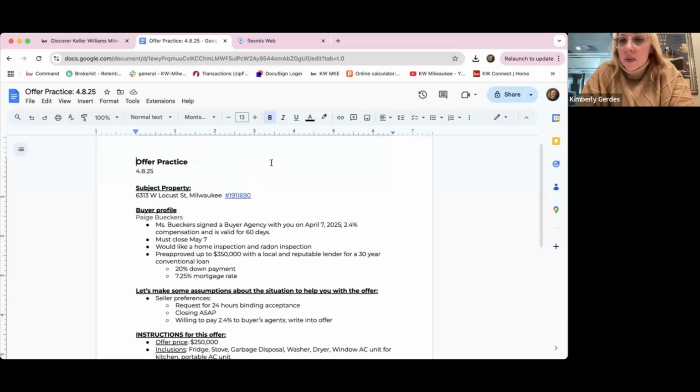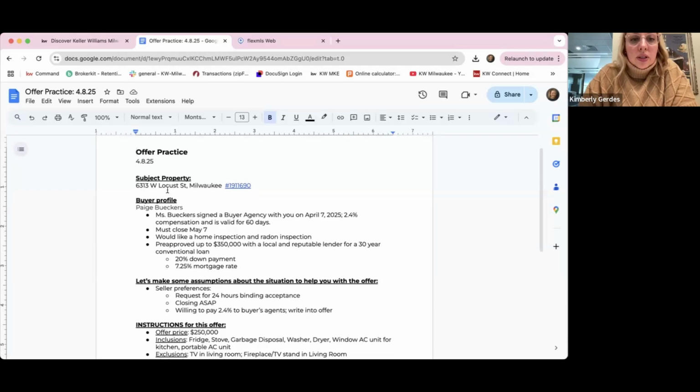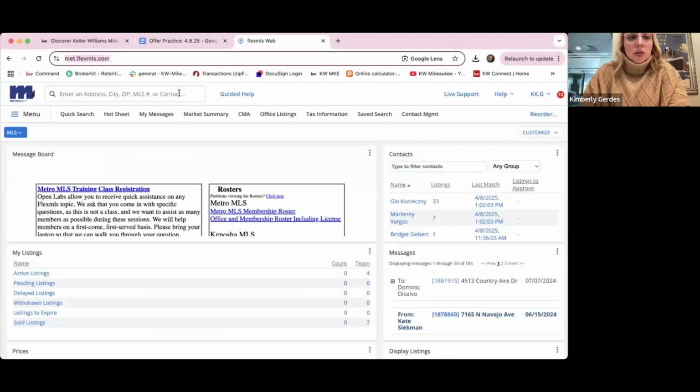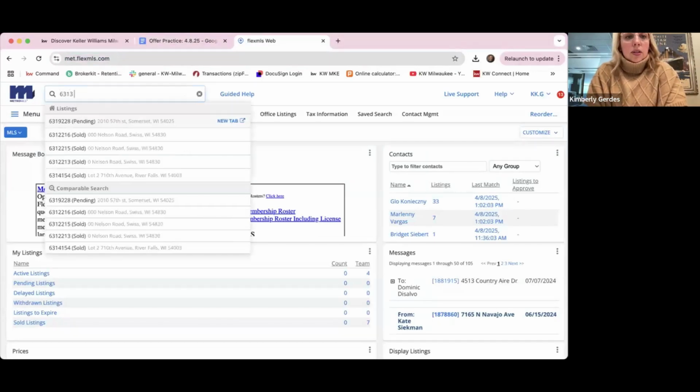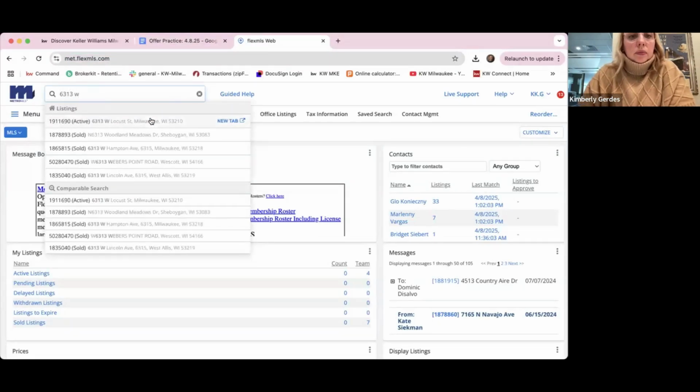Okay, so this is going to be our subject property for today's offer practice. I don't know if anyone had a little bit of time in advance to go through some of the information that I sent through yesterday through Pumble. But our property is 6313 West Locust in Milwaukee. And if I just pull that up right now, you can also just click on the link. Let's just take a quick look at it.